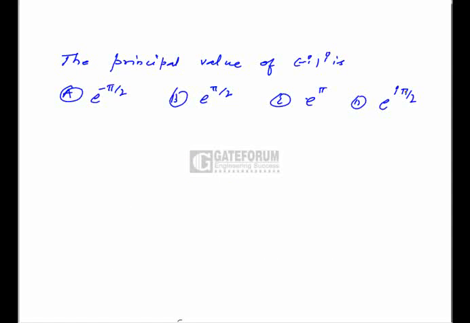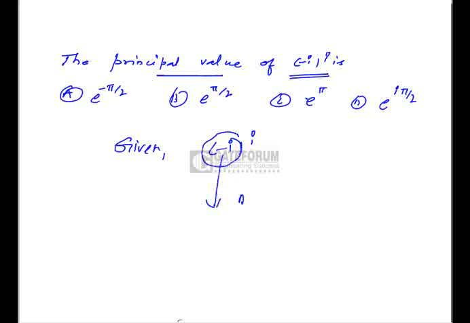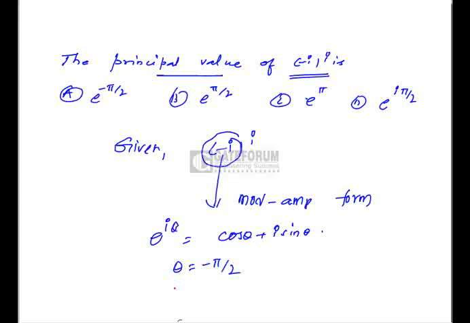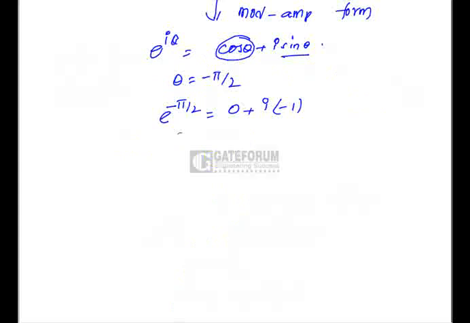In this problem, we have to find the principal value of minus i power i. Now the given complex number is minus i power i. In order to simplify this, first we'll convert this minus i into modulus-argument form, which says that e power i theta is cos theta plus i sin theta. Now if I take theta as minus pi by 2, then this will become e power minus i pi by 2, and cos of minus pi by 2 is 0, plus i into sin of minus pi by 2 is minus 1. So e power minus i pi by 2 can be written as minus i.